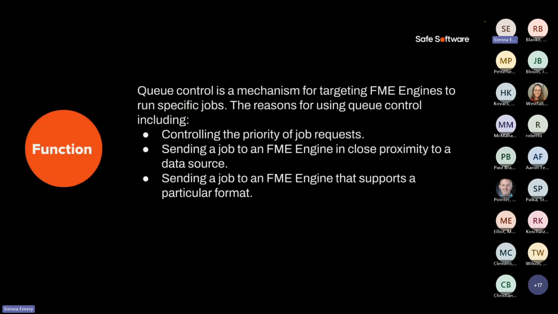So we always say, put your engine where your data is, and you get the best results and the lowest amount of latency. Also, you might want to send your FME job to a particular engine that supports a particular format. Best case example of this would be if you have ArcGIS Server installed on another machine, you would want to route all of your Esri jobs to that machine.